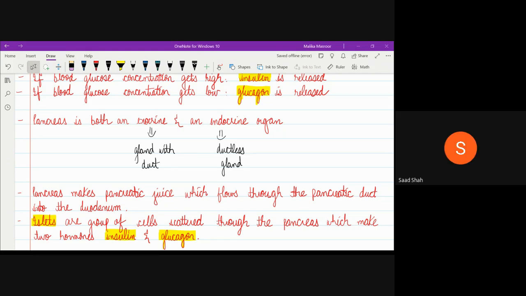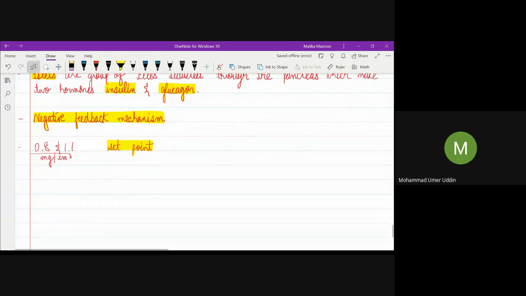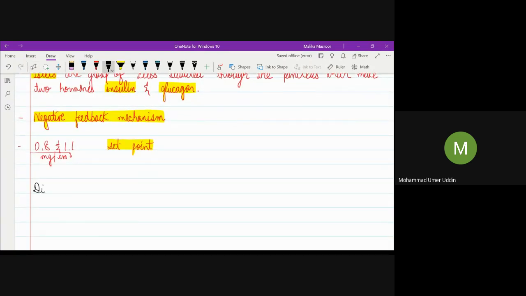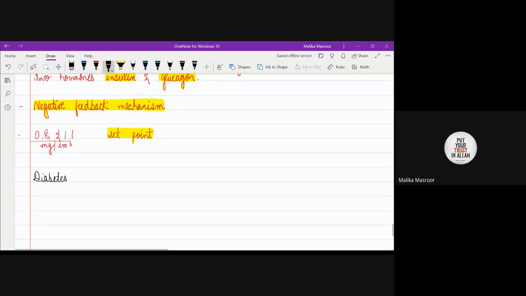Clear. Okay, now let's talk about diabetes. In type 1 diabetes, cells that secrete insulin die. That is basically a response of your body's own immune system attacking and destroying the cells in the pancreas that secrete insulin.